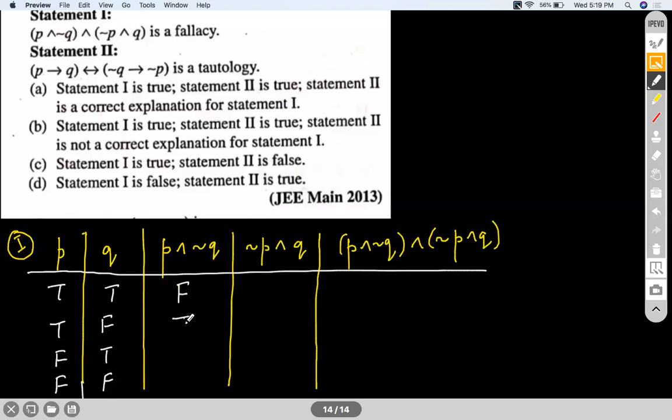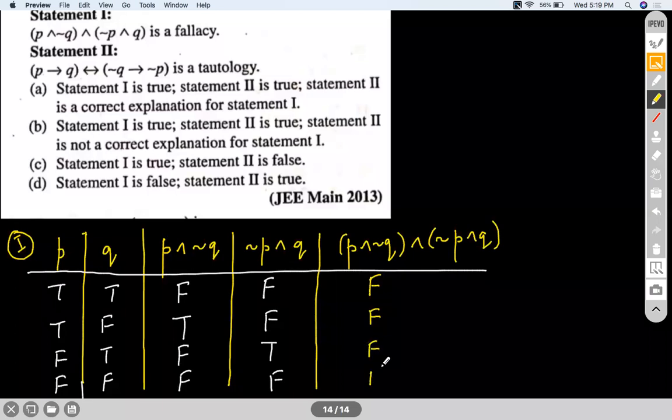This is going to be T. This is going to be F. This is going to be F. Not Q is false, true is false. F, F, T, F. Okay, so I'm slightly fast here. Then you're taking the conjunction of this, so this will be false. So this is definitely a false, fallacy. So this is a 2-second. Okay, yeah. Next one.